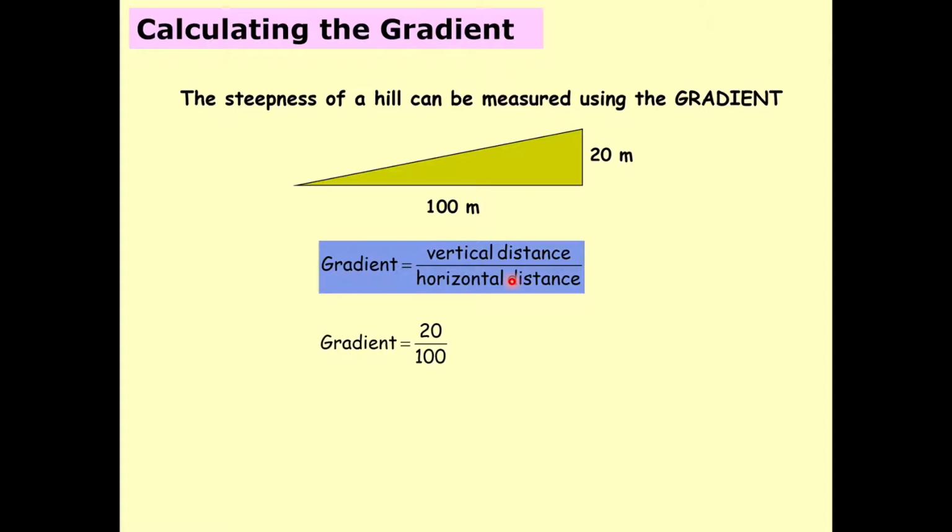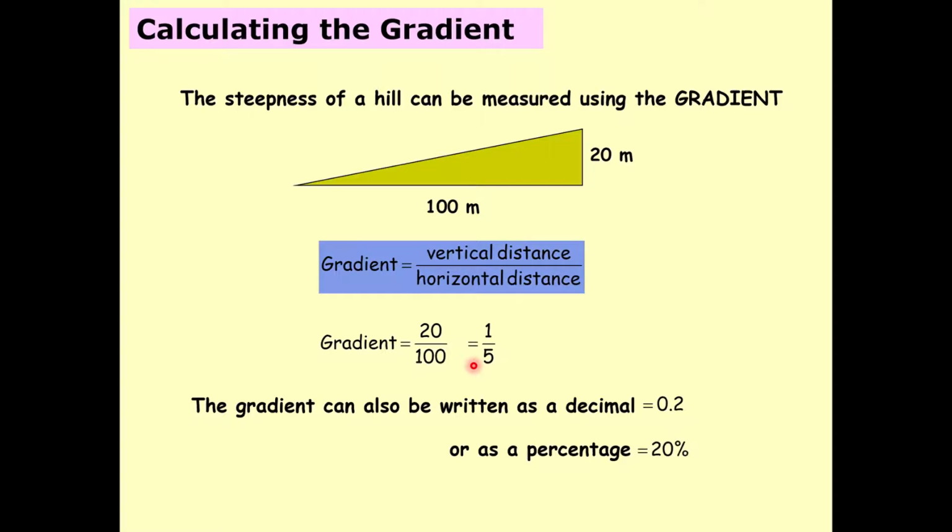So we're going to take that 20 meters, divide it by 100 meters, and we can simplify it to get 1 over 5. And it could also be represented as a decimal, so you would do 1 divided by 5 to get 0.2. Remember fractions, this means divide, 1 divided by 5. Or as a percentage, so times your decimal by 100 to get 20%.